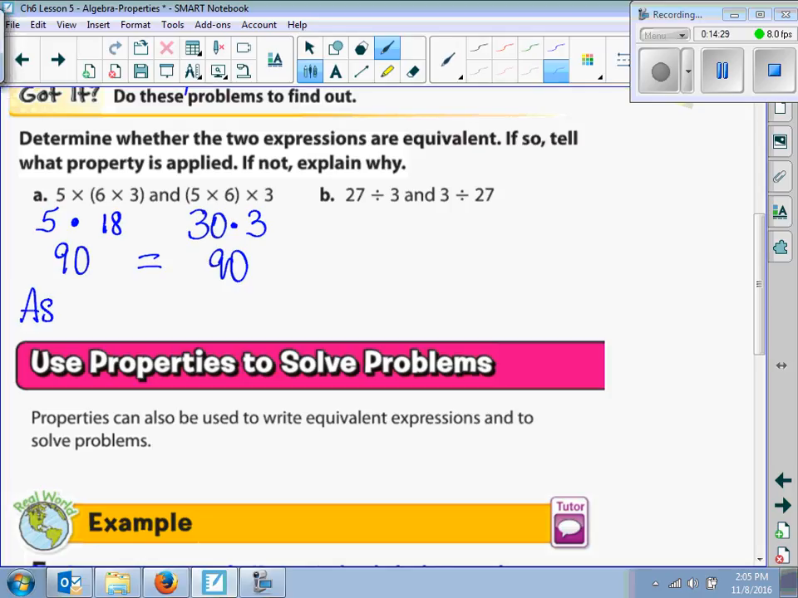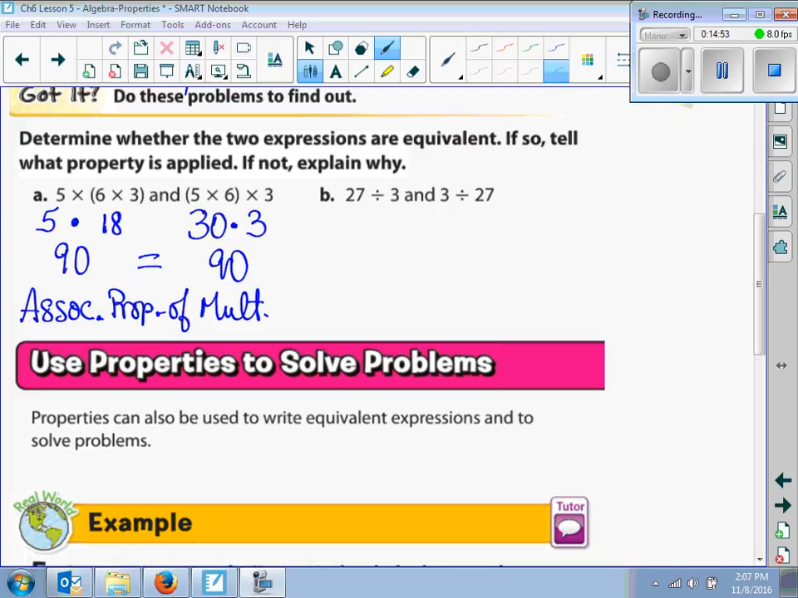So, associative property of multiplication. I am okay if you abbreviate that. Can we just put assoc.? All right, the next one, we have 27 divided by 3, and we have 3 divided by 27.